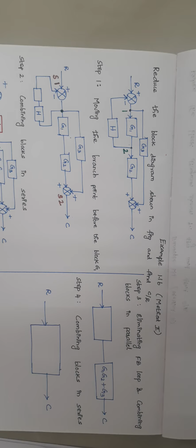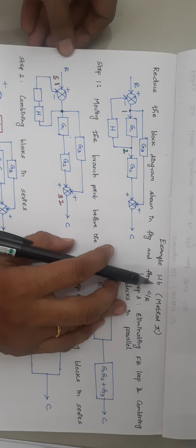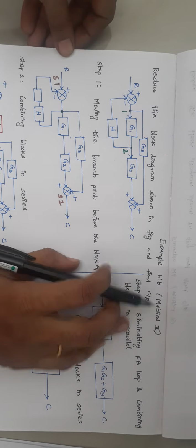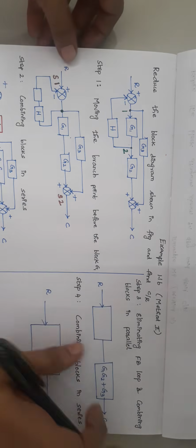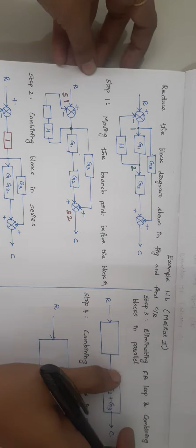Today we are going to solve a block diagram reduction problem. This is the same problem but we are going to do it by another method. So this is example 1.16. We are going to solve it by another method, so here I have named it as method 2. Reduce the block diagram shown in the figure and find C by R.